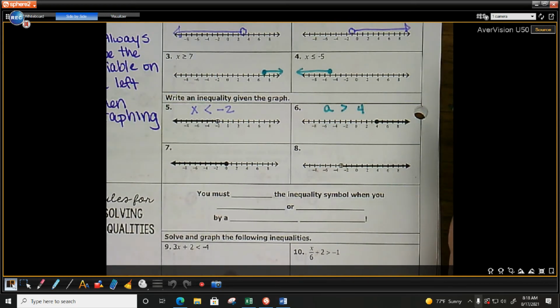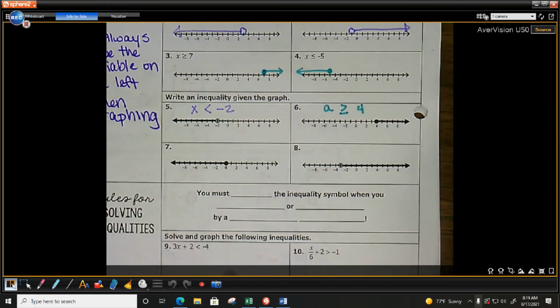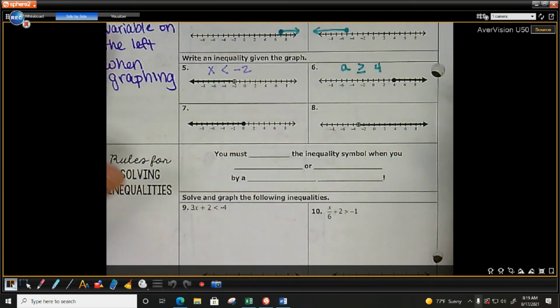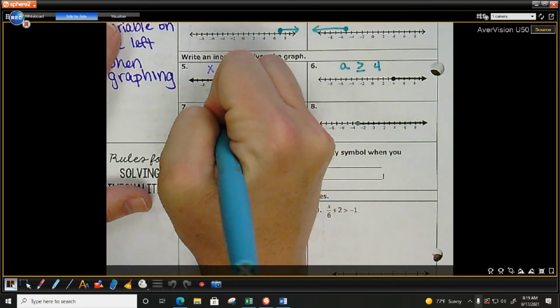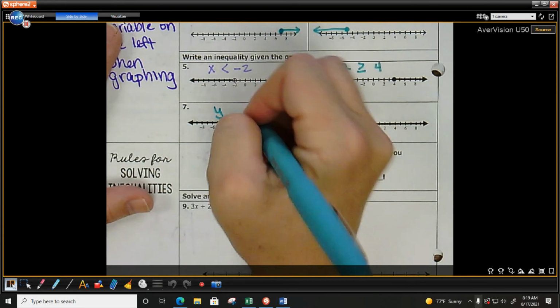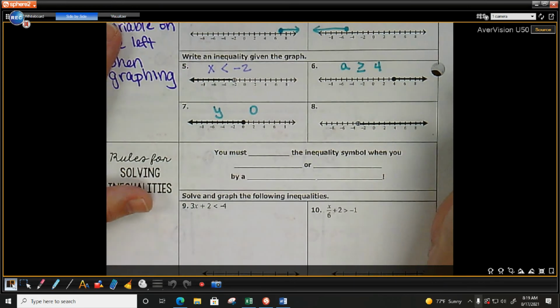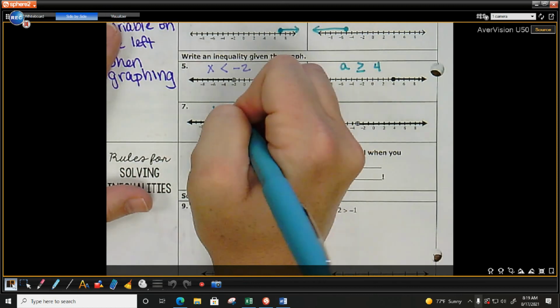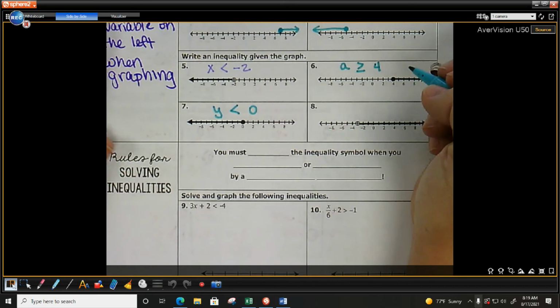Okay, next one. Tell me a variable we want to use. Y. And what number is the dot on? 0. Okay. Which way is it shaded? To the left, so the less than or greater than? Because remember, less is left. Do I put the equal to under my inequality sign? Yes. Okay, y'all do the last one on your own.